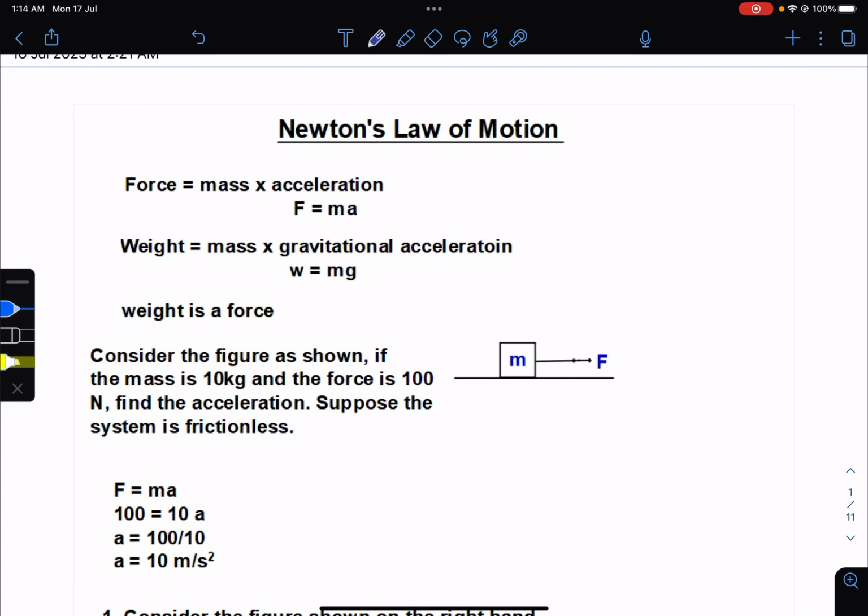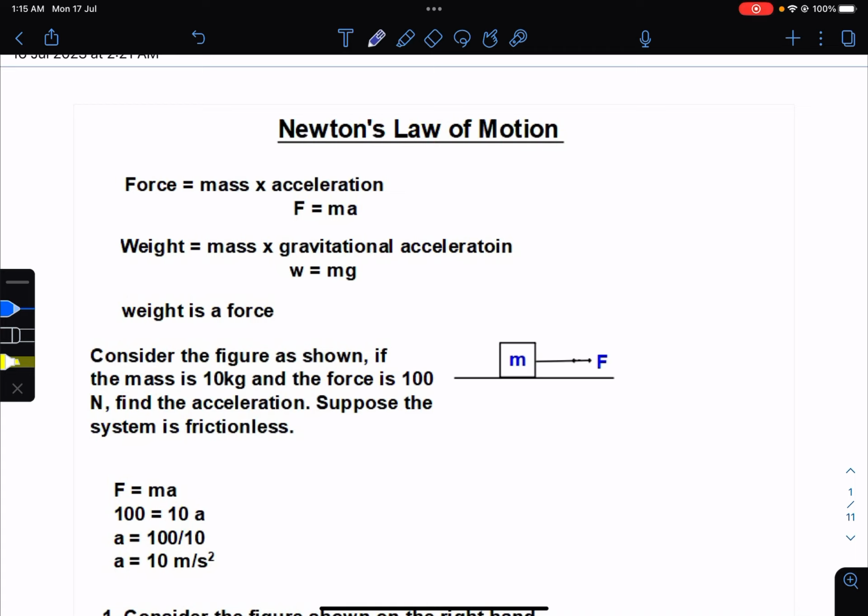Today's lecture is about Newton's law of motion, which is related to force. And force is related to the mass of an object and its acceleration. So F equals ma, where F stands for force, m stands for mass, and a stands for acceleration.